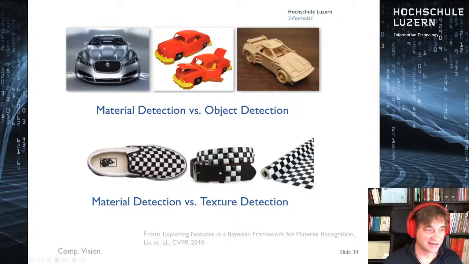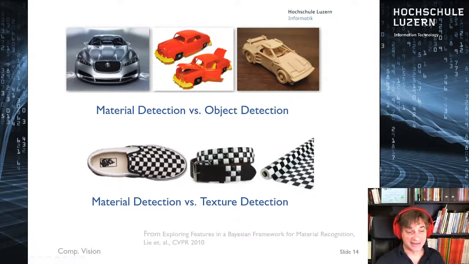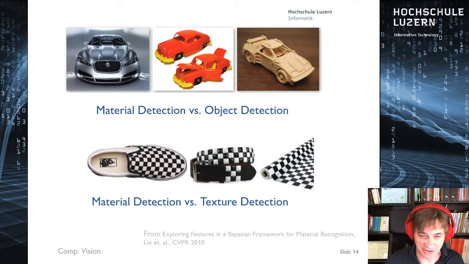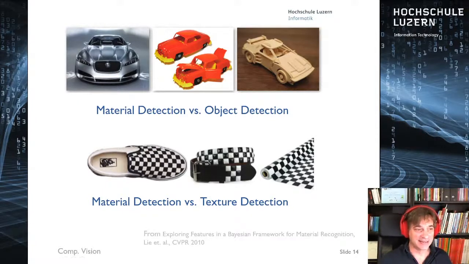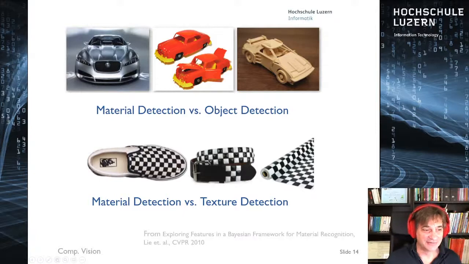Or also here, the difference between material detection and texture detection. In texture detection you would just have this pattern here that you would like to detect, but here you have different materials. So this looks like it could be plastic or leather, or even some kind of metal with color on it, or this shoe is probably made from some kind of fabric, and so you would like to identify the fabric and the material here, and not really the textures of those black and white crosses.